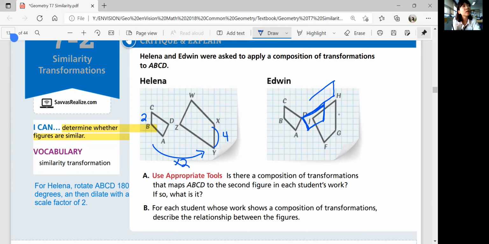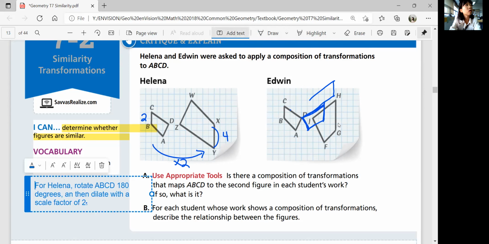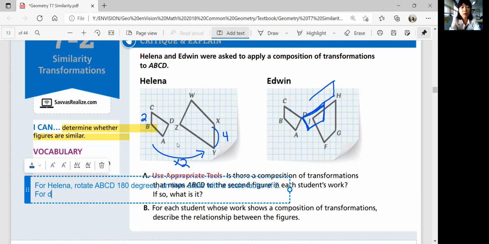But do you see any relationship? The proportions are not right. So what can we say about Edwin's? There's no composition of transformations for Edwin's. They're not similar. Okay, for Edwin, there isn't a composition of transformations.